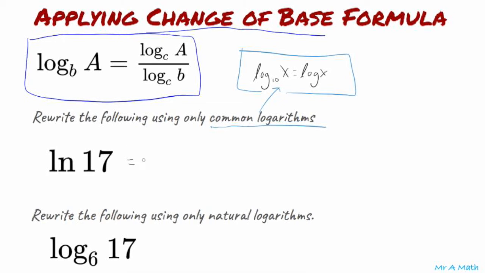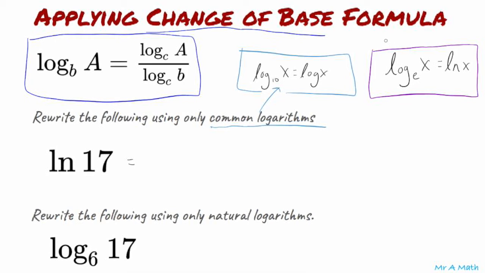We have ln of 17. Now, you may be wondering, well, there's no base here. But remember, there's one more rule to keep in mind. When I have log base e of some number x, that's the same as saying the natural log of x. So when I'm referring to natural logarithms, this is the idea that I'm thinking of here. So let's write this down. Natural logarithms. So when this says ln of 17, what this really means is log base e of 17.